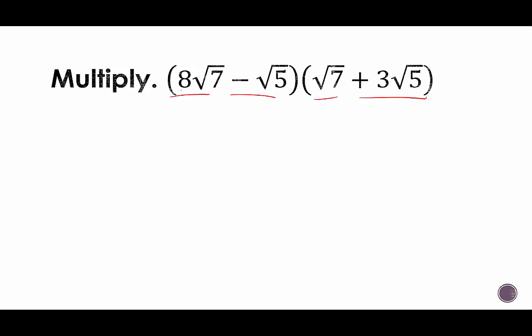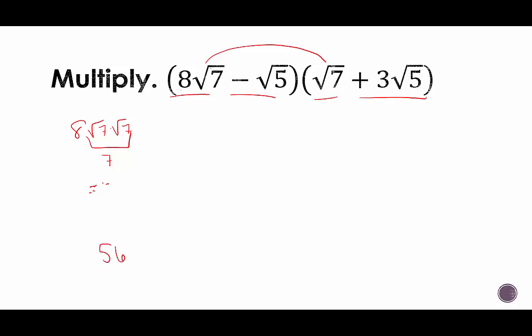So we're going to start with our 8 radical 7. We're going to multiply 8 radical 7 by radical 7. And remember what I just said, when we multiply radical 7 by radical 7, this is just going to be a regular 7, a rational 7. And then we can multiply 8 times 7 is 56.